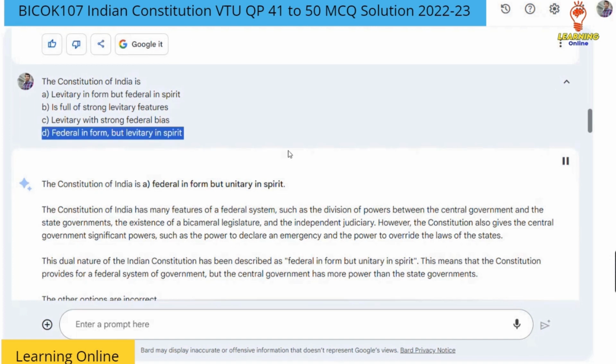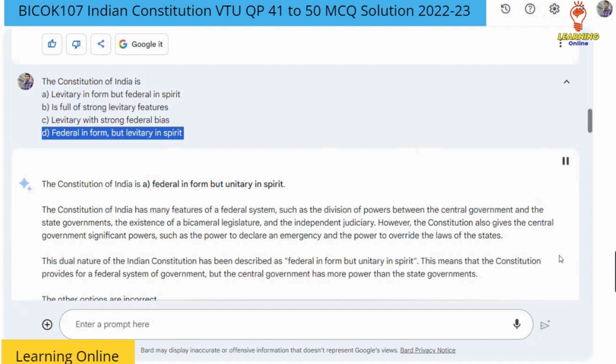The Constitution of India is federal in form but unitary in spirit. The Constitution of India has many features of a federal system, such as the division of powers between the central government and the state governments, the existence of a bicameral legislature, and the independent judiciary. However, the Constitution also gives the central government significant powers, such as the power to declare an emergency and the power to override the laws of the states.